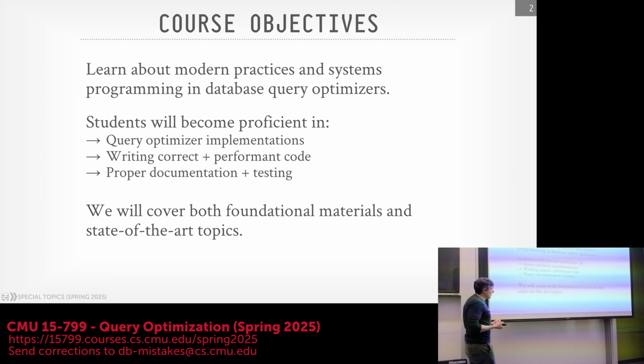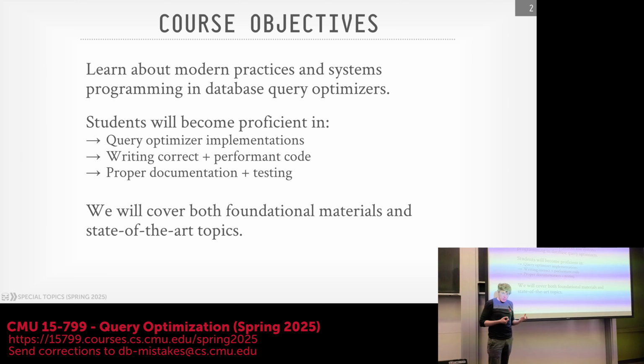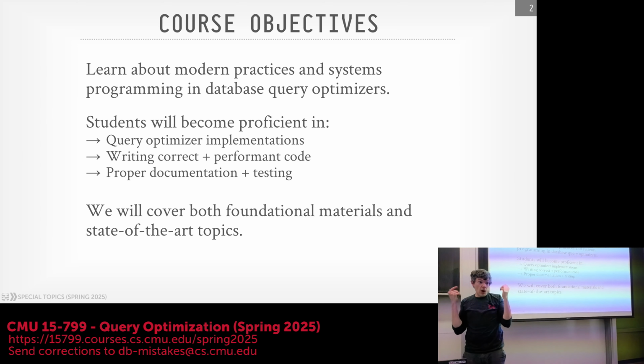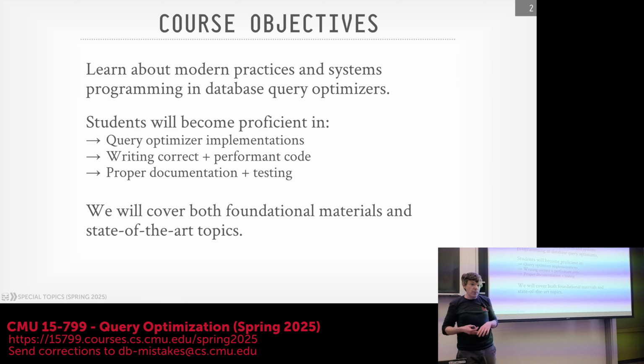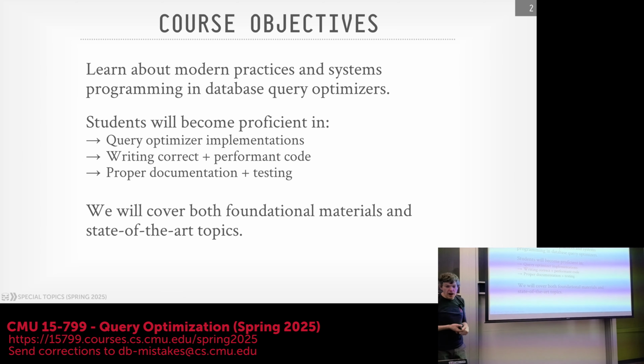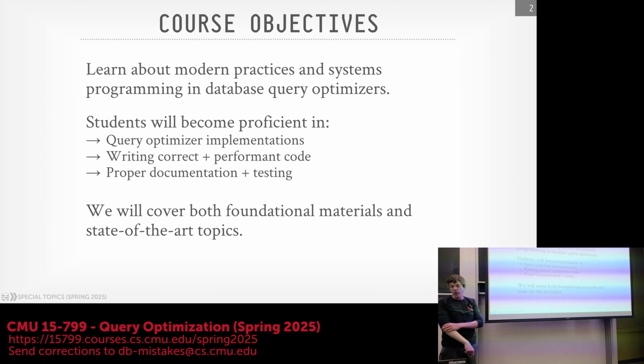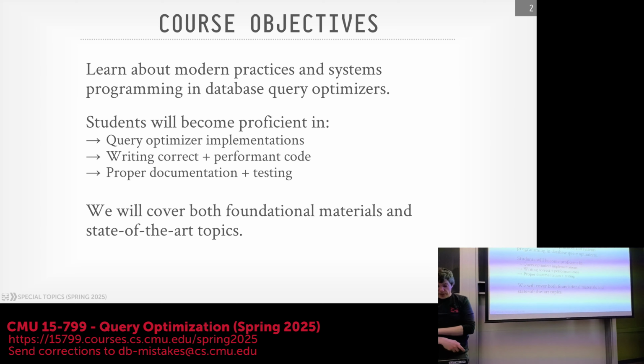So this semester, we're going to cover the foundational materials in query optimizers. Next class, we're going to cover the OG, the original query optimizer paper from 1979 from IBM. But then as we go along, we'll build upon those foundations and start talking about modern practice and modern implementations.